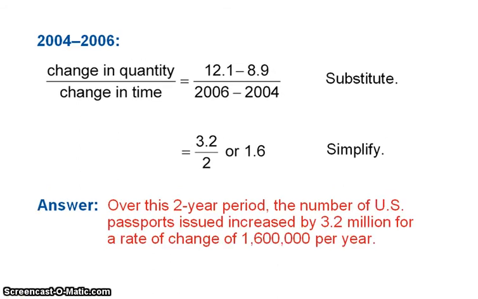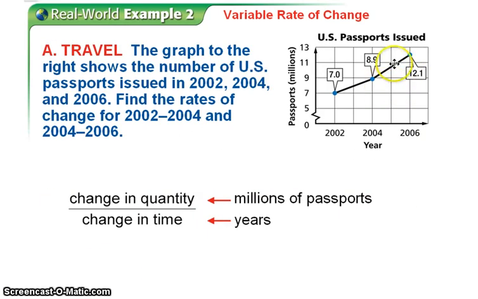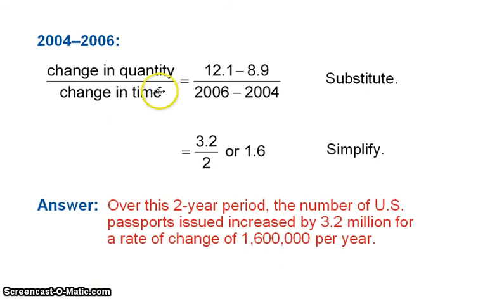Now, here is from 2004 to 2006. Again, we're going to go back to our graph, and we're going to compare these 2 points right here. So 12.1 minus 8.9. And here's your time period. So when we subtract, we get 3.2 over 2, or 1.6. So what that means is that the rate of change between those 2 years is an increase of 1,600,000 passports per year.